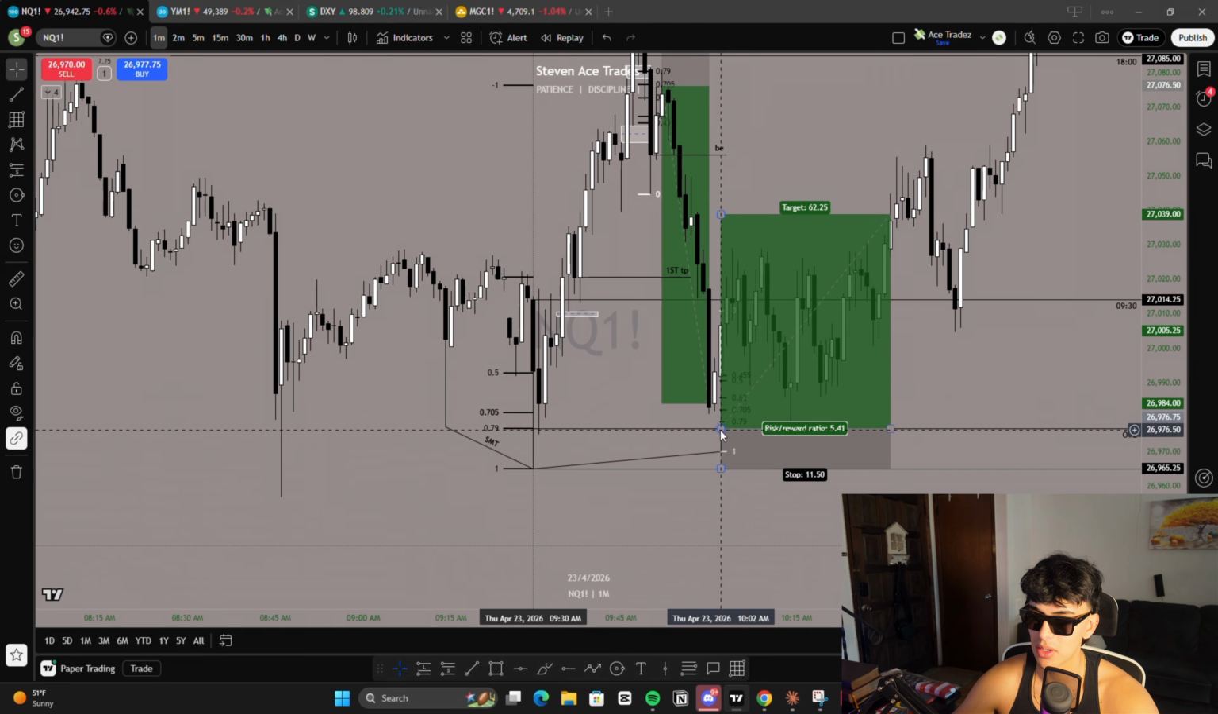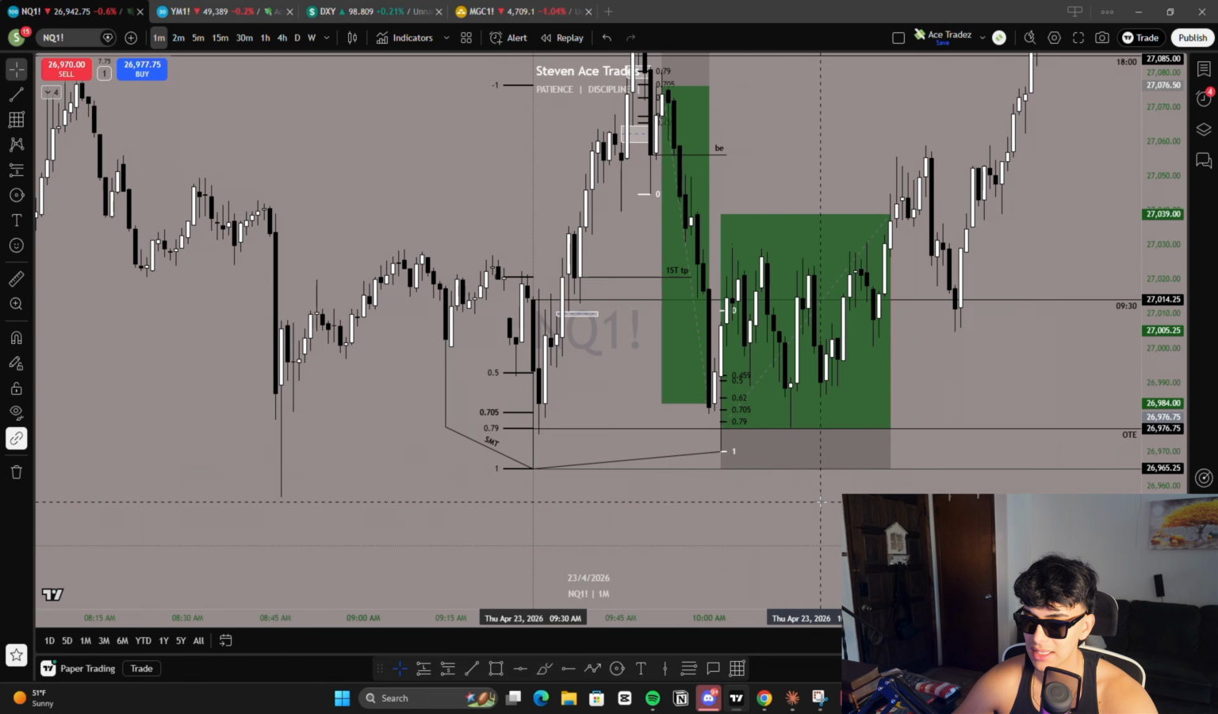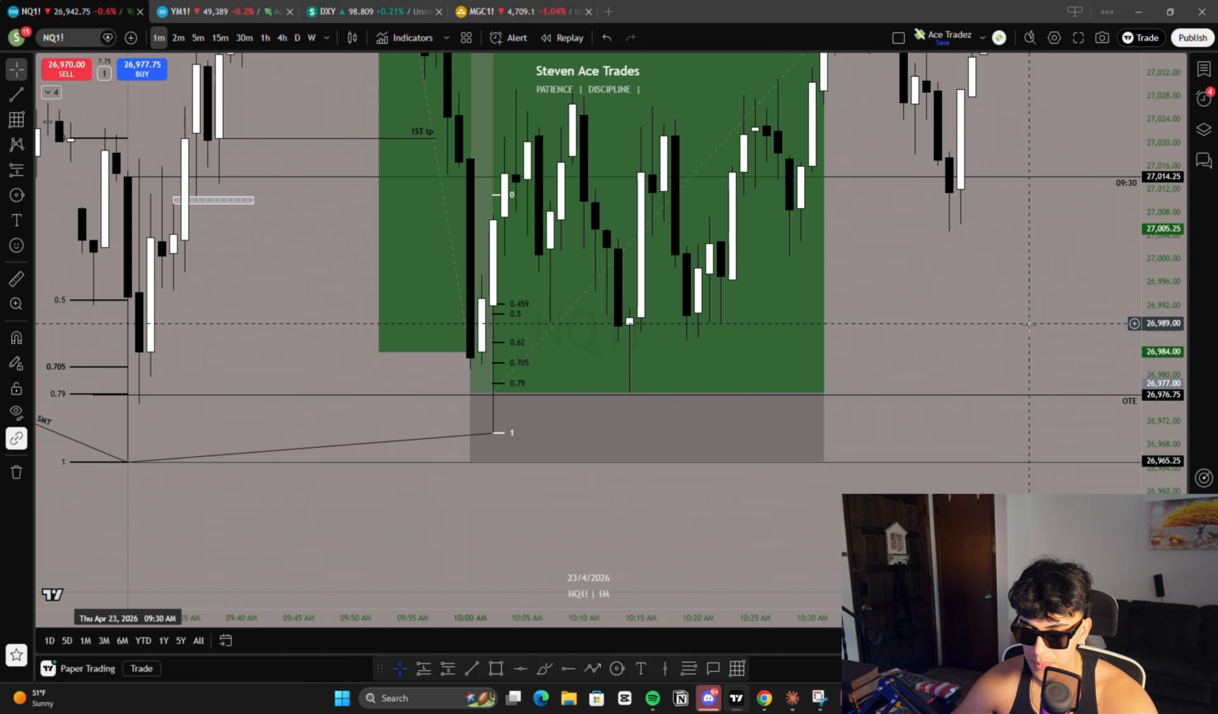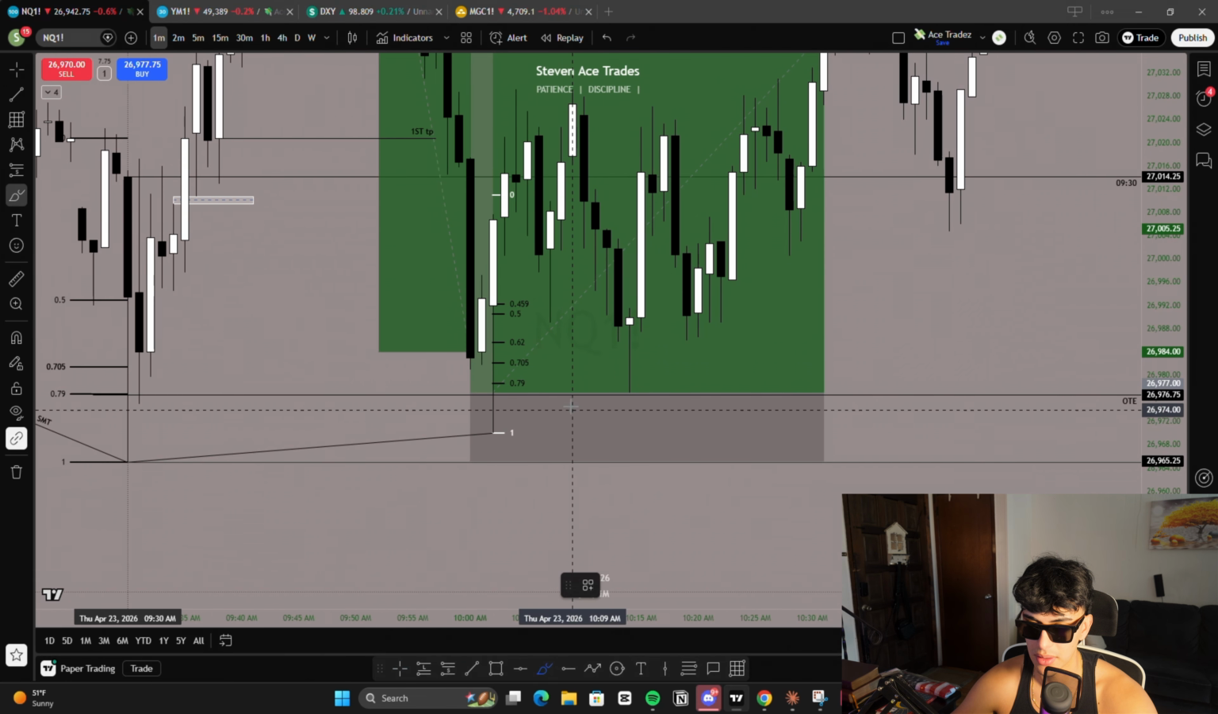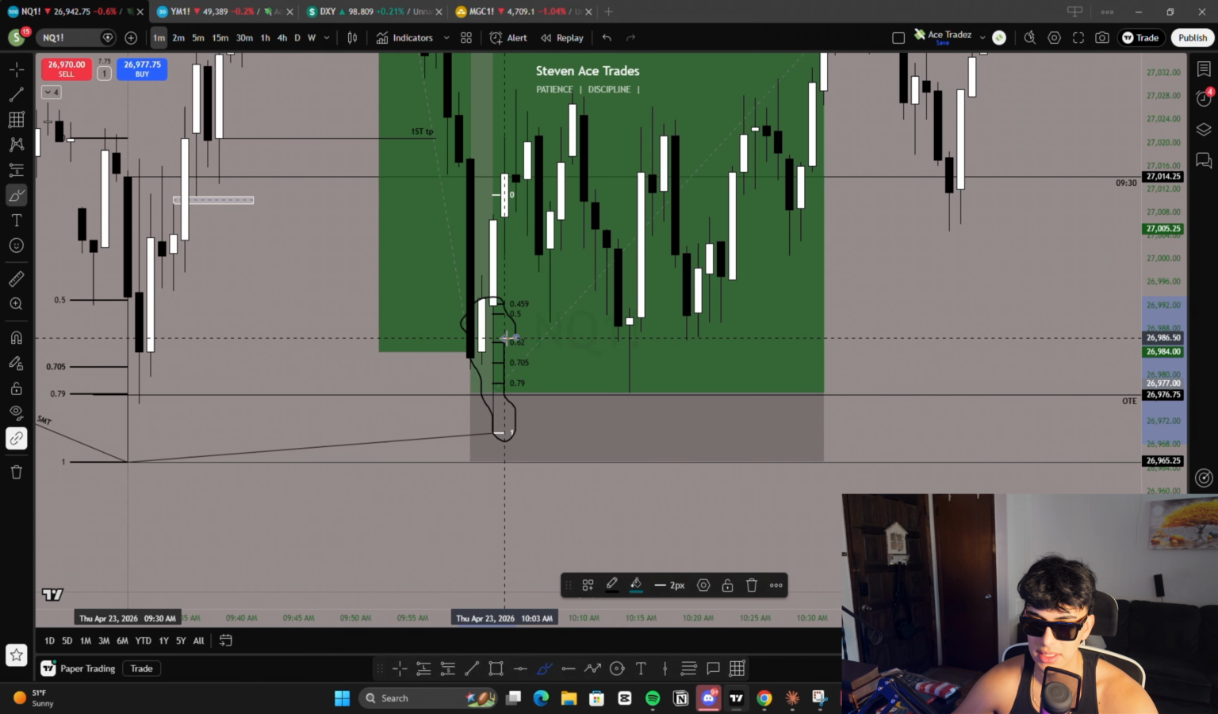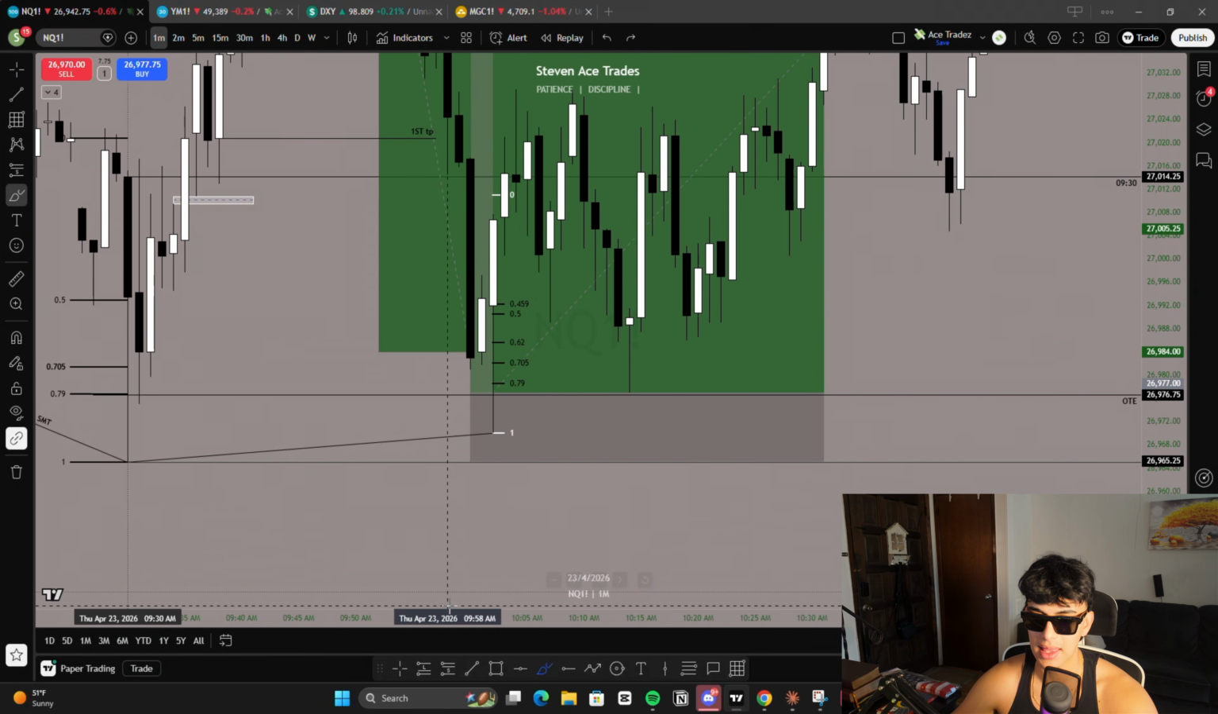And as we tapped into OTE, we see this clear, let me move this so you guys could see. Look at that wick. Let me draw this out. Look at this wick. This is what I want to see. That's clear sensitivity at that level.